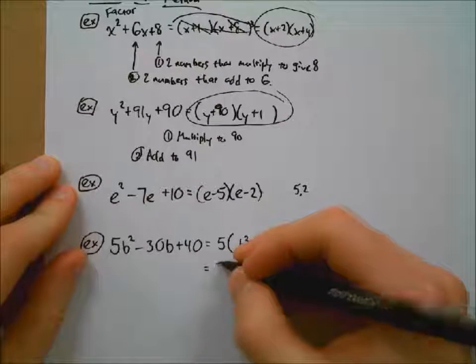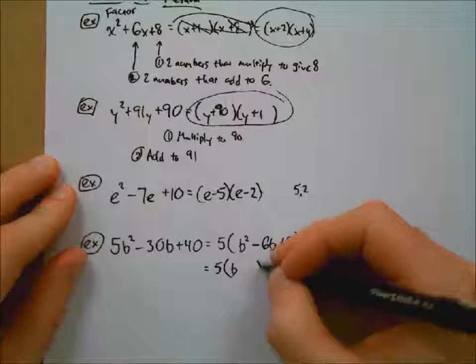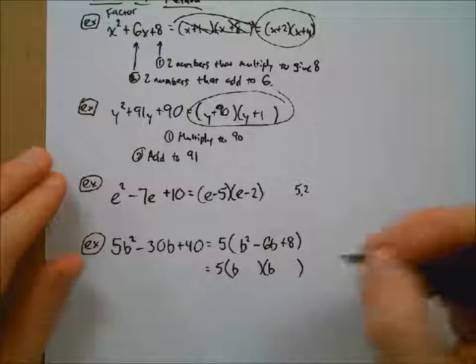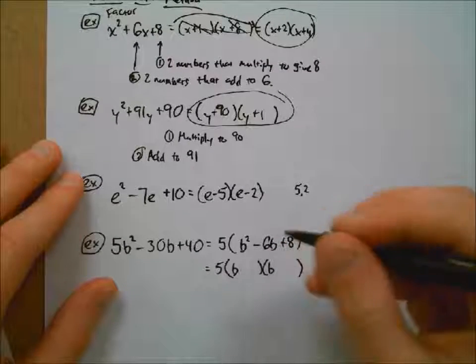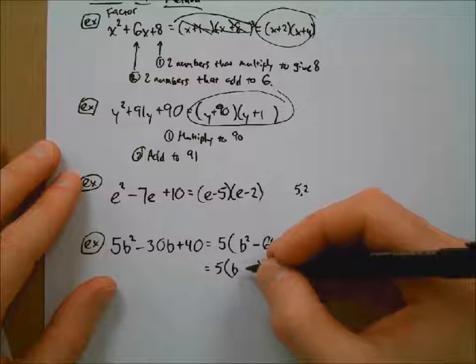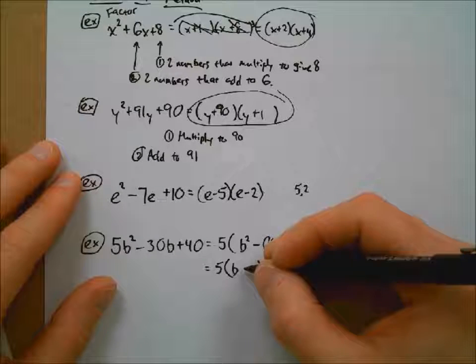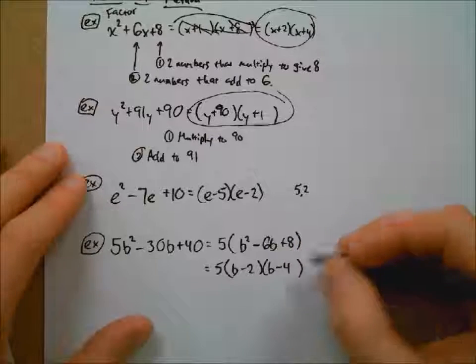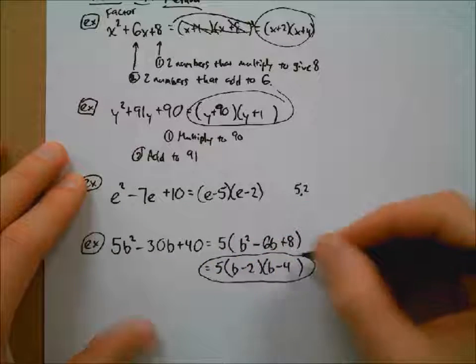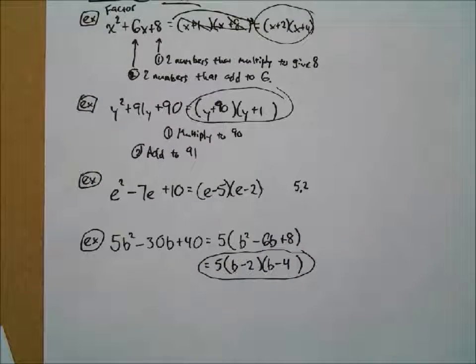And so now we're looking for two numbers that multiply to make what? 8 and add to make negative 6. So what are those two numbers? Negative 2 and negative 4. And there's our answer. Don't forget to put the 5 in front. The 5 is still there. It's part of the expression, but you just leave it out front like that. It's all one big product there.